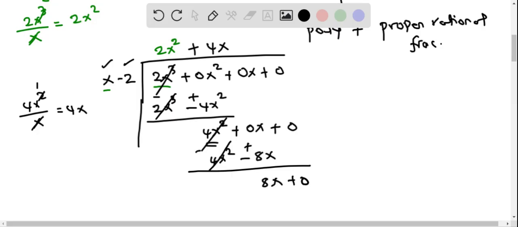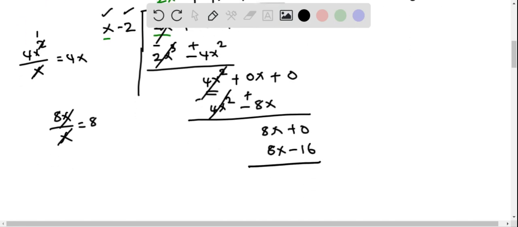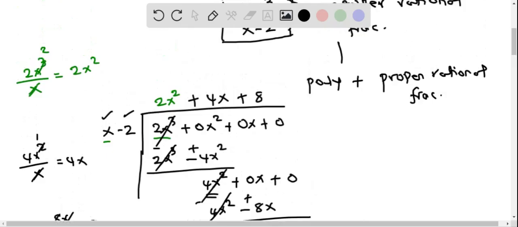We put this 0. Now we can divide this 8x with the first term of the divisor, which is x. So x and x get cancelled, and we have just 8. So we put this 8, multiply this 8 with x minus 2, we get 8x minus 16. Now we have to do the subtraction. So 8x minus 8x is 0, and here it is a positive 16. And so this is the remainder. And this expression is the quotient.